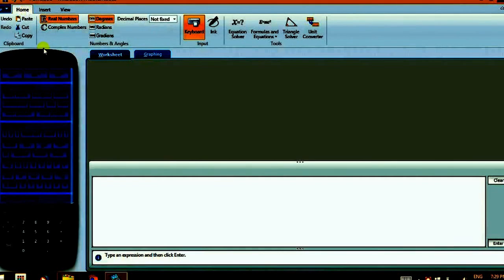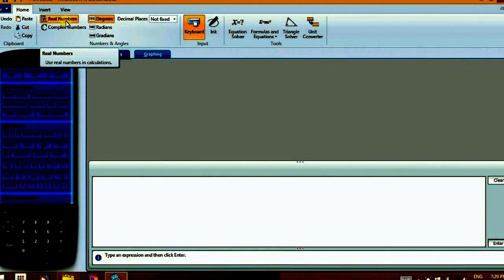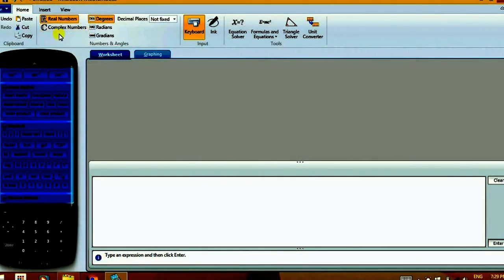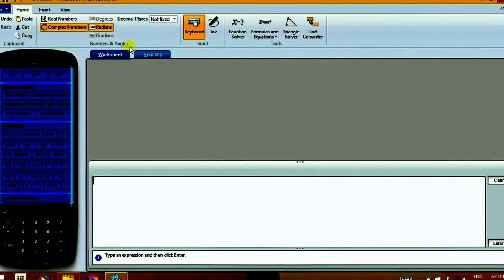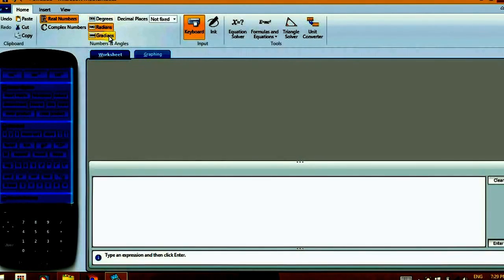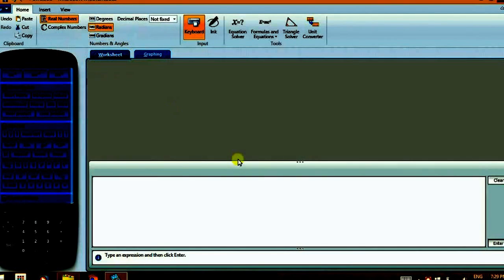Here we have home. Here you can change the domain in which you are working. So in real numbers, we cannot have iota or under root -1. In complex numbers, you may have the same. And the main part here is that in real numbers, when you have angles, you can measure them in three systems, like degrees, radians, and gradients. Like I changed it to degrees, then radians. And in complex numbers, it's important that we maintain it in radians, because degrees and gradients are not a part of the domain of the complex system of numbers.